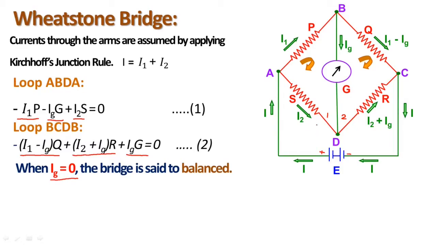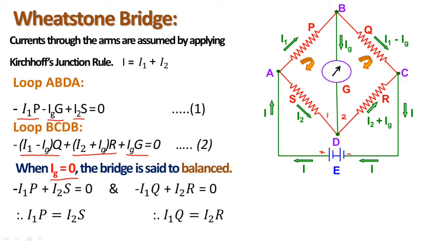When the current flowing through the galvanometer is 0, the points B and D are equipotential points. Therefore, no current is flowing through the galvanometer. The galvanometer shows null deflection. Thus, substituting Ig equal to 0 in equations 1 and 2, we have from equation 1: minus I1P plus I2S is equal to 0. From equation 2: minus I1Q plus I2R is equal to 0.